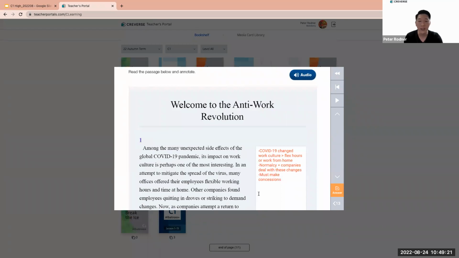The reason this is here is for the students when they do their homework and can access the book online. If they want, they can listen to the reading again and follow along with it.